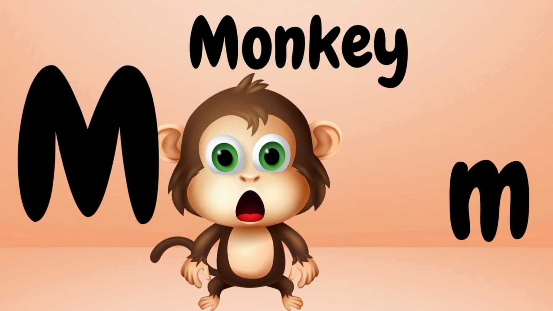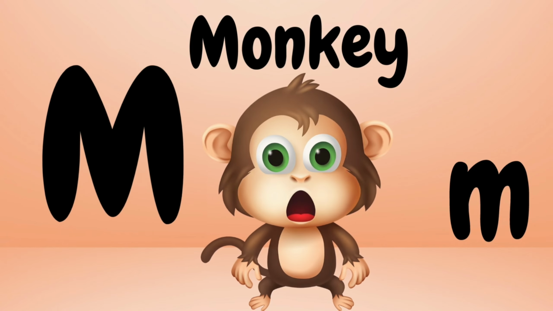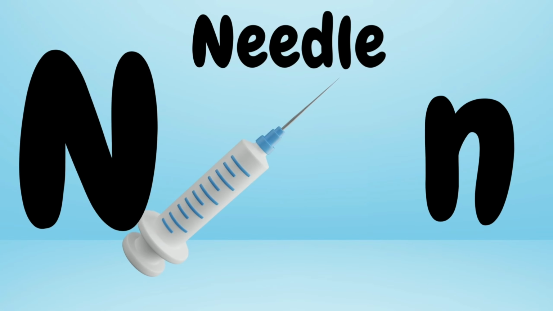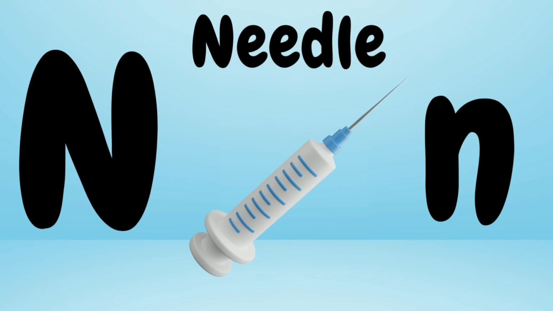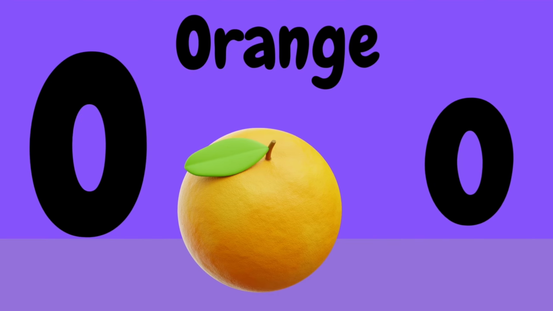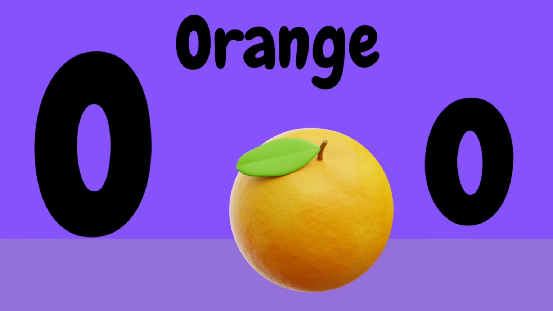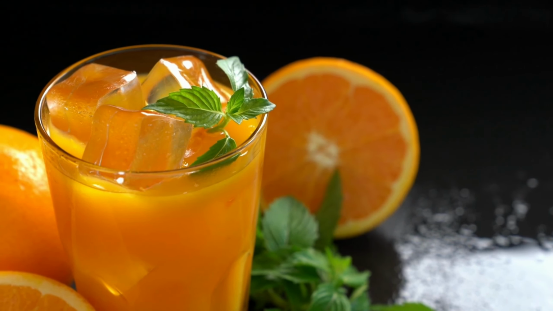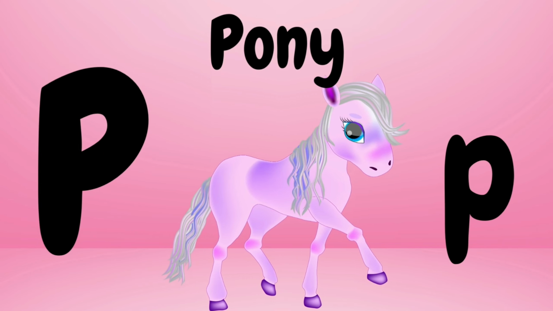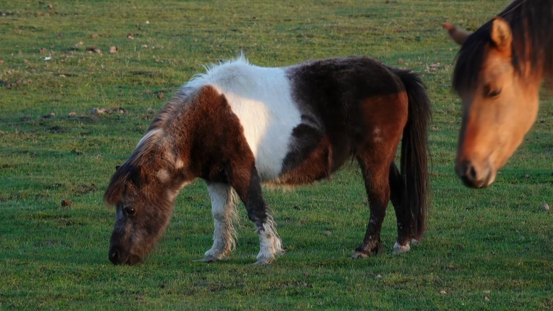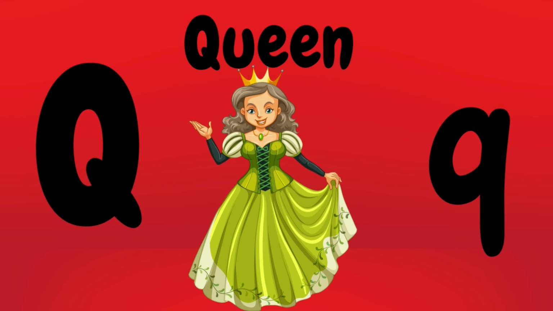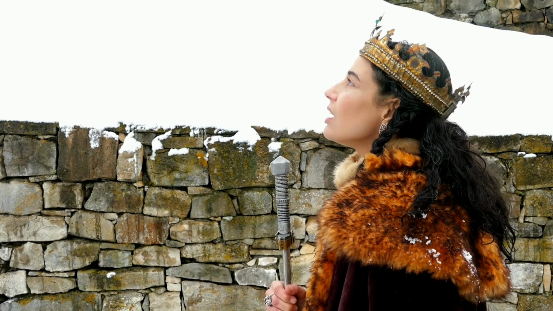M is for monkey, monkey, monkey. This is a monkey. N is for needle, needle, needle. This is a needle. O is for orange, orange, orange. This is an orange. P is for pony, pony, pony. This is a pony. Q is for queen, queen, queen. This is a queen.